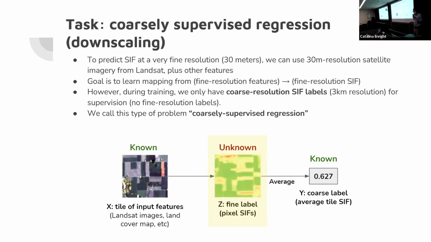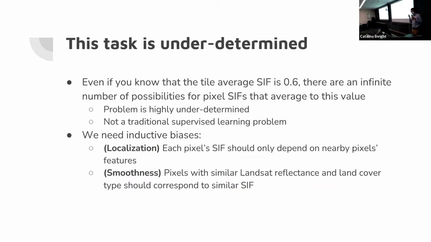So we call this problem coarsely supervised regression, where we have an input tile of features at a fine resolution, and we have the coarse level SIF of the entire tile. But we actually want to infer what the SIF is at each of the individual pixels in the image. This task is really difficult and underdetermined. Even if you know the average SIF of the whole tile is 0.6, there are a nearly infinite number of possibilities for pixel SIFs that average to the correct value. So it's not a traditional supervised learning problem.